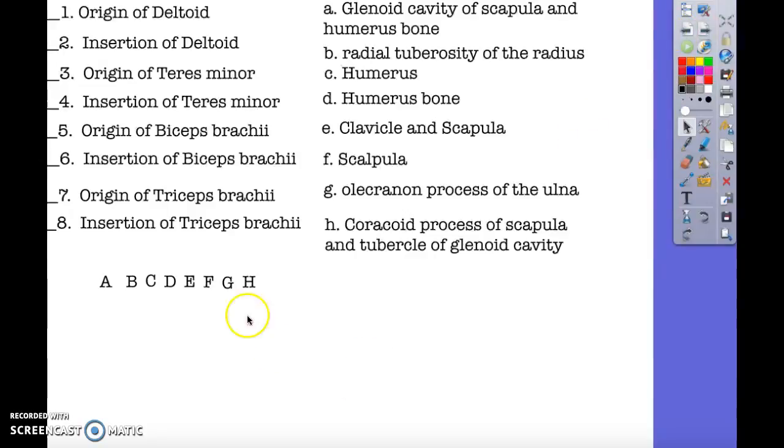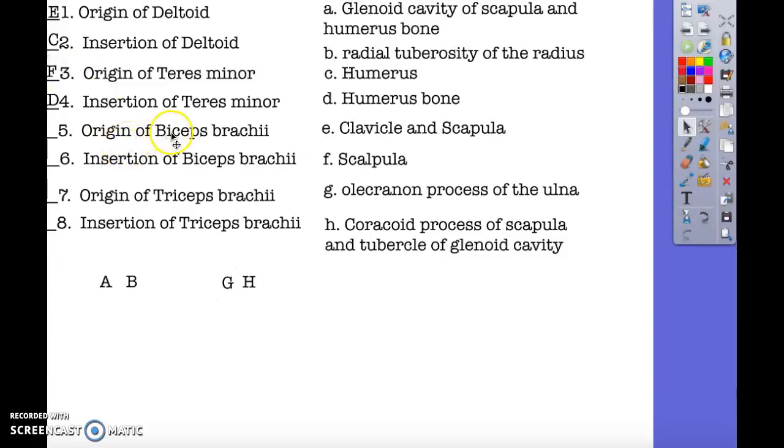Here we have origin and insertion sites. So for my deltoid, the first one we looked at, I know that I need my clavicle and my scapula, and then I know it inserted on the humerus. I'll go ahead and grab that first humerus there. I know the insertion of my teres is also on my humerus, so I'll go ahead and grab that D. And I know it started on my scapula, so I'll go ahead and grab that F.